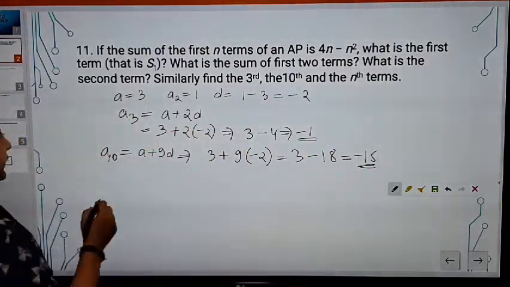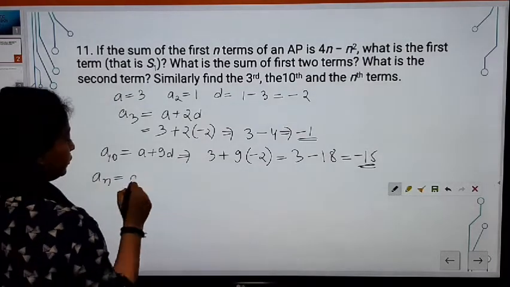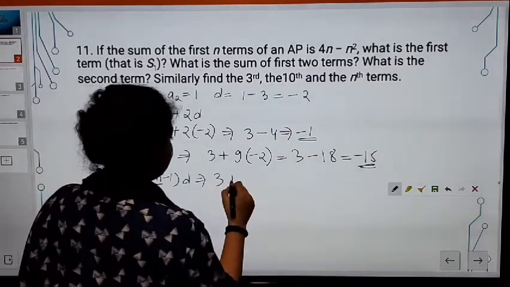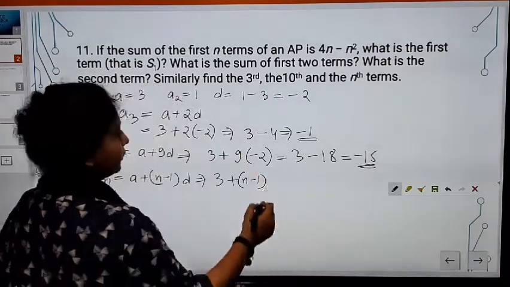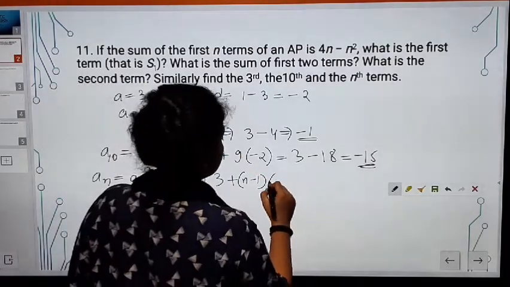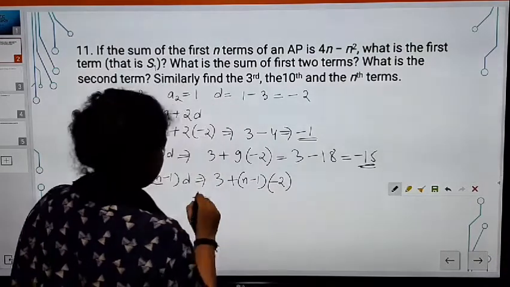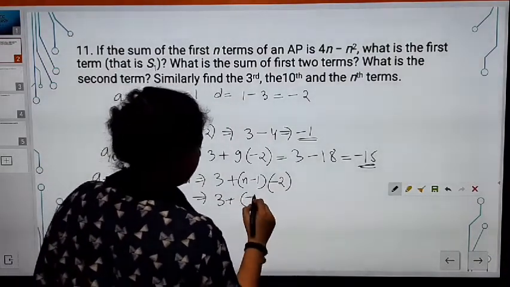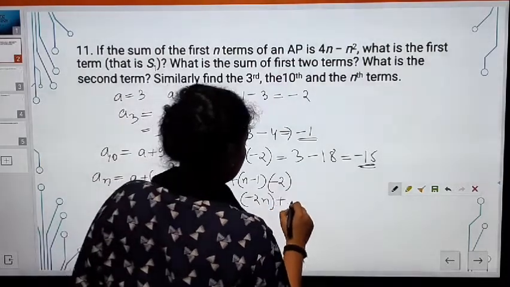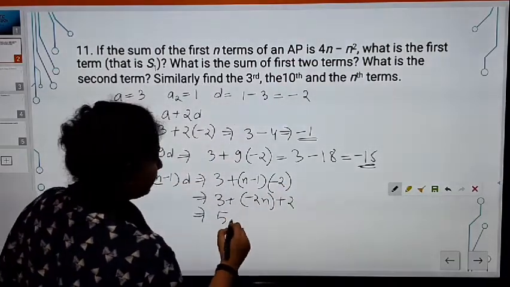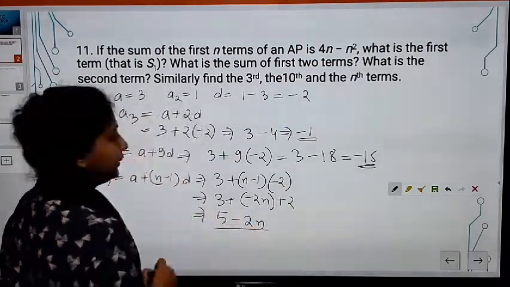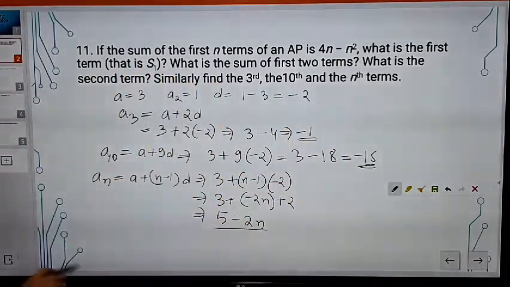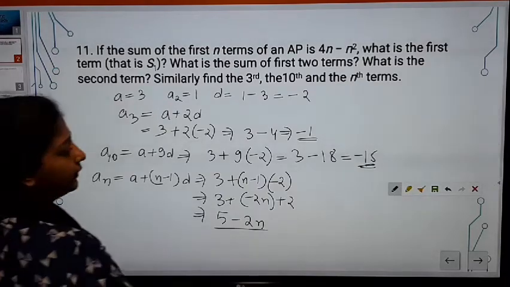And now for the nth term, An equals A plus n minus 1 into D, which is 3 plus n minus 1 into minus 2. This will be 3 plus minus 2n plus 2. This is 5 minus 2n. This will be the nth term, this will be the 10th term and this will be the third term. This completes our solution for question number 11.